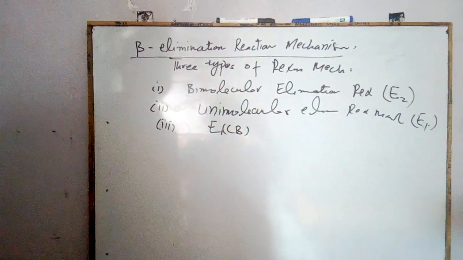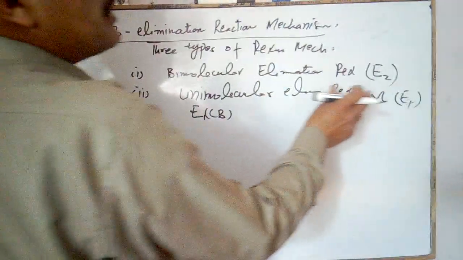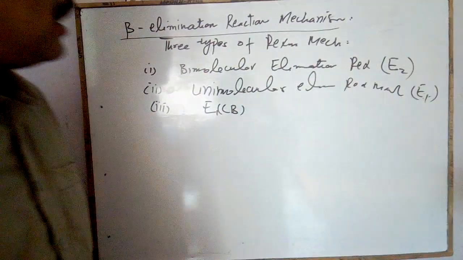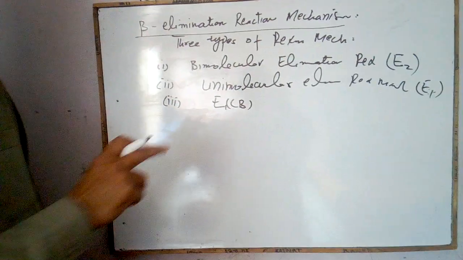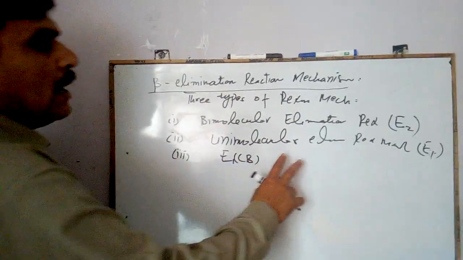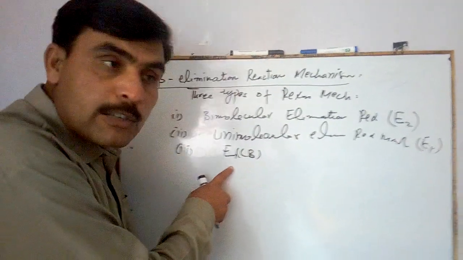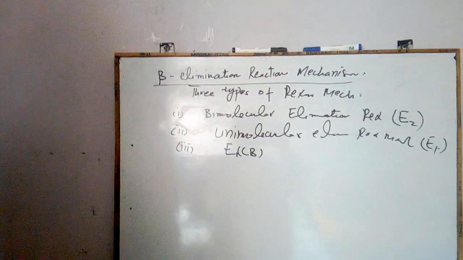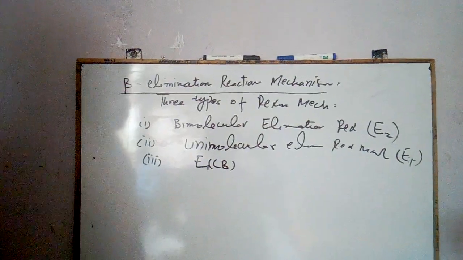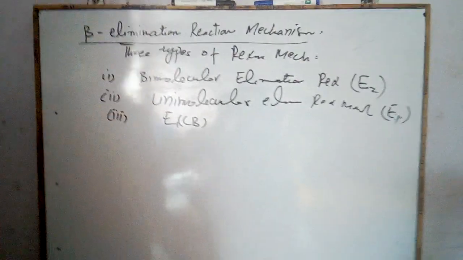In E2, the reaction takes place in a single step. This is a single step reaction mechanism. The unimolecular reaction is a two-step reaction mechanism, meaning it takes place in two different steps. The E1CB reaction mechanism is also a two-step mechanism. There is a slight difference between E1 and E1CB. Now we will discuss all these three types of reaction mechanisms one by one.